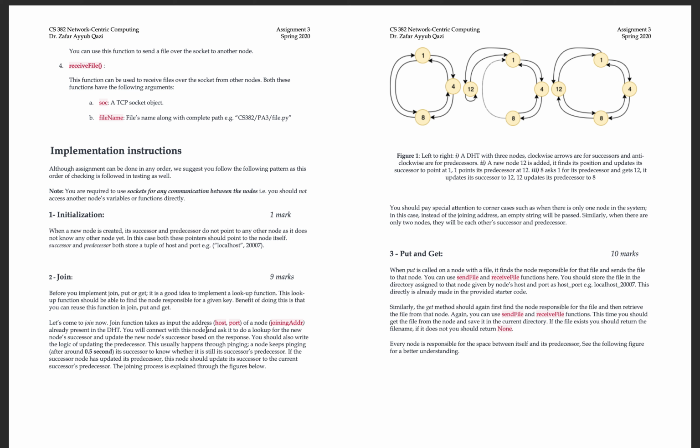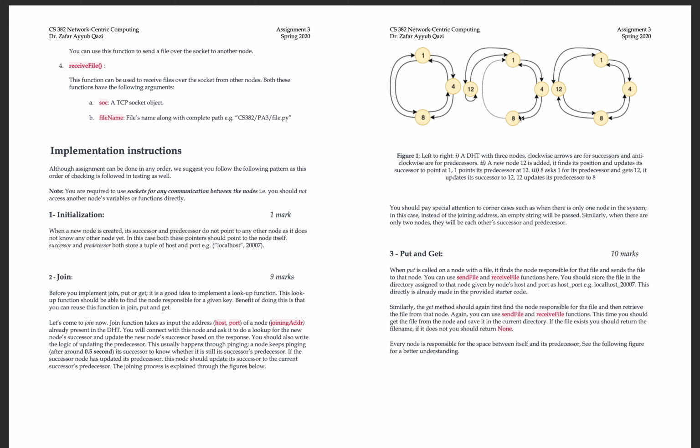After getting the successor, this node will let its successor know that it is now the new predecessor of that successor node. So earlier the predecessor of 1 was 8. Now 1 will update its predecessor to 12. If you see here, initially the predecessor of this node is not set yet, it is pointing to itself.